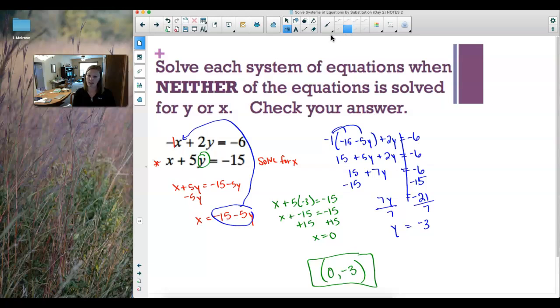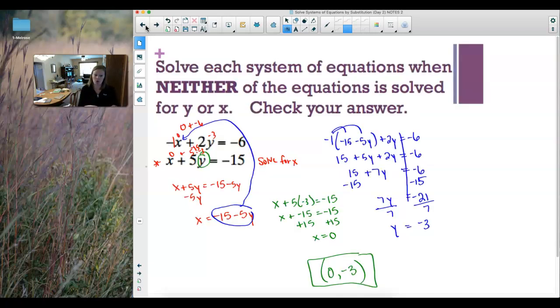And again, go back and double check it. So we have negative 1 times 0 plus 2 times negative 3. Well, that's 0 plus negative 6, which is negative 6. And in the second one, we have 0 plus 5 times negative 3, which is negative 15. So that's 0 plus negative 15, which is negative 15. So our answer works. Okay.